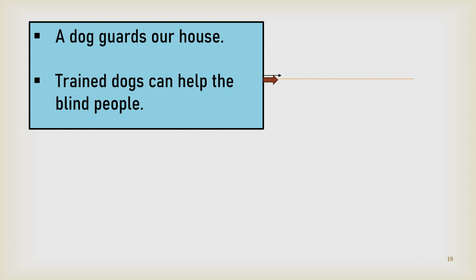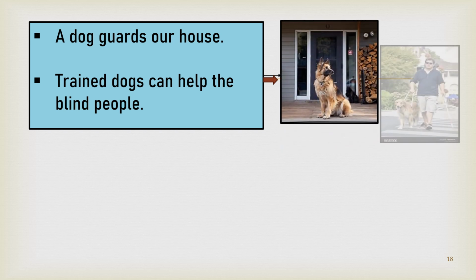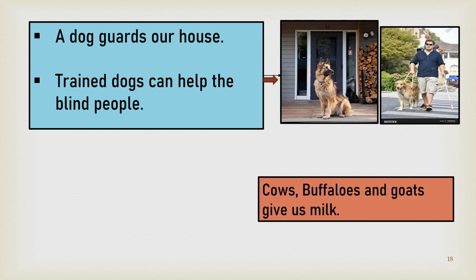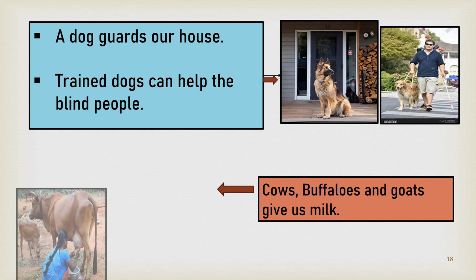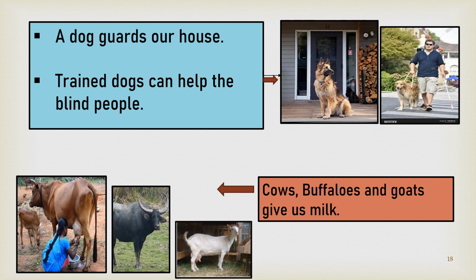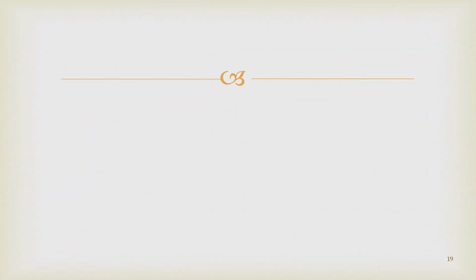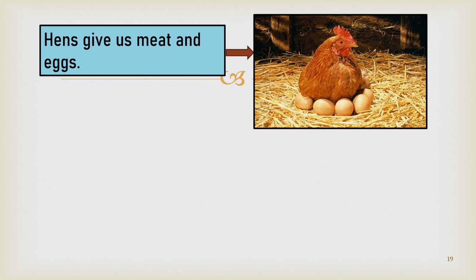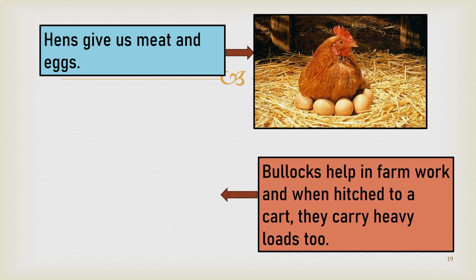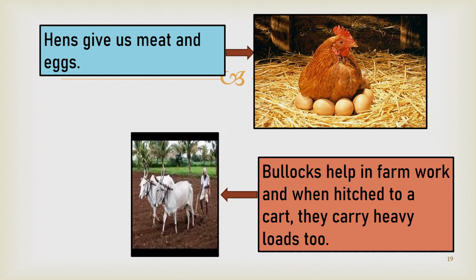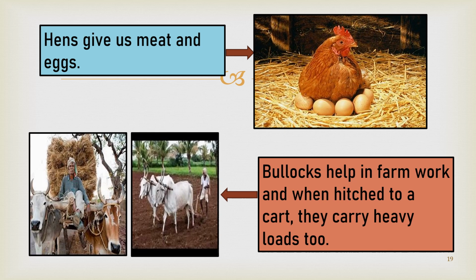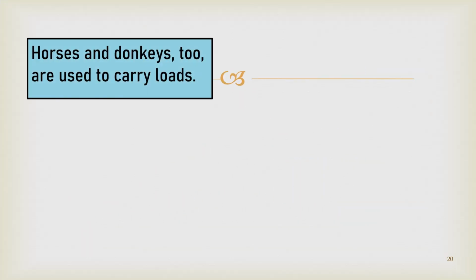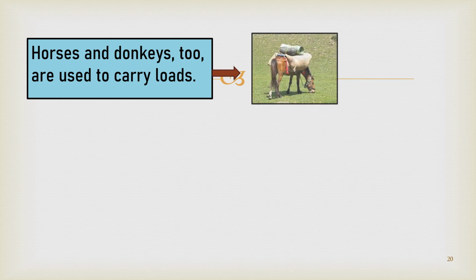A dog guards our house. Trained dogs can help the blind people. Cows, buffaloes, and goats give us milk. Hens give us meat and eggs. Bullocks help in farm work and when hitched to a cart, they carry heavy loads too. Horses and donkeys too are used to carry loads.